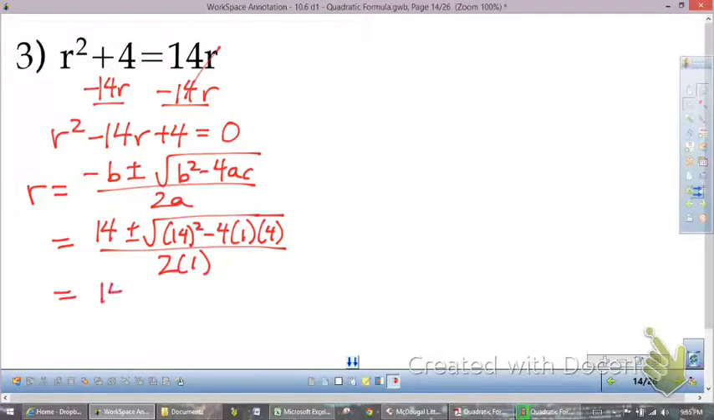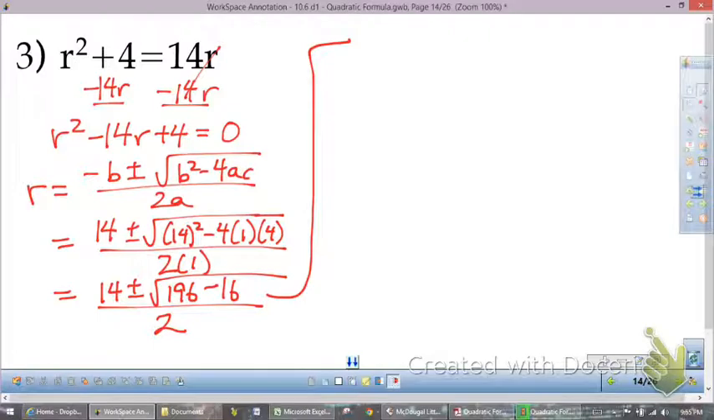Alright, so we've got 14 plus or minus. You know what? 14 squared, if you square that out, you get 196. Minus 4ac, so negative 4 times 1 is negative 4. Negative 4 times 4 is negative 16. All over 2a, so that's 2. Okay, let's bring it over here. And what we have is 14 plus or minus the square root of 180 all over 2.